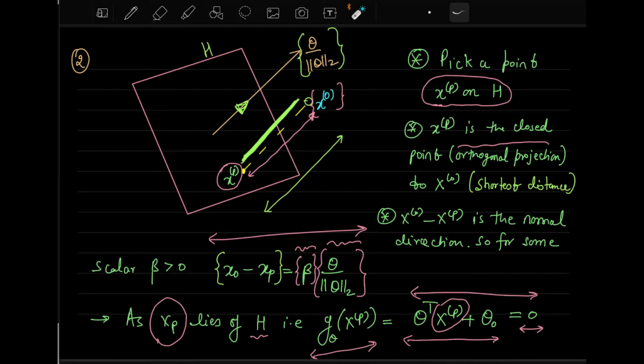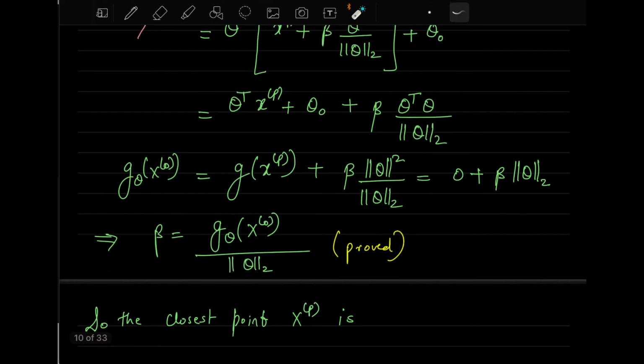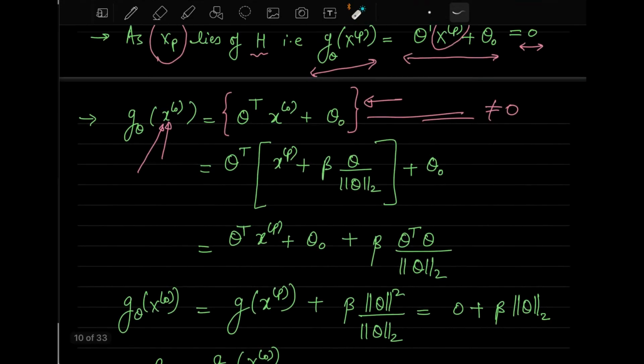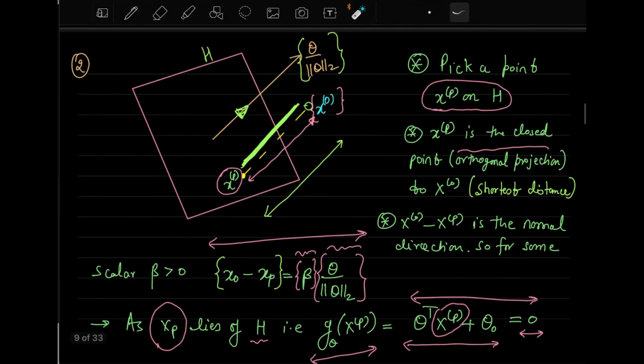So this shows you that the distance of the point x0 from the plane, the orthogonal distance, is beta, and that value will be calculated by putting the value of x0 into the hyperplane equation divided by the L2 norm of theta. Any question here regarding this derivation?